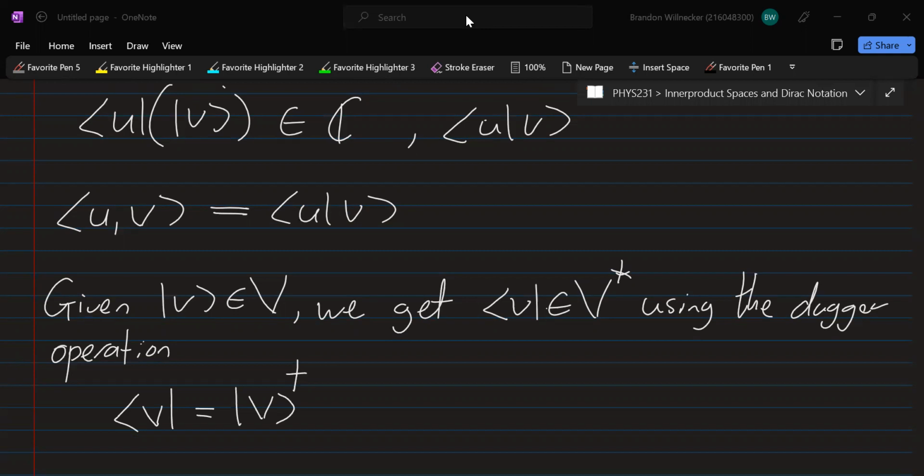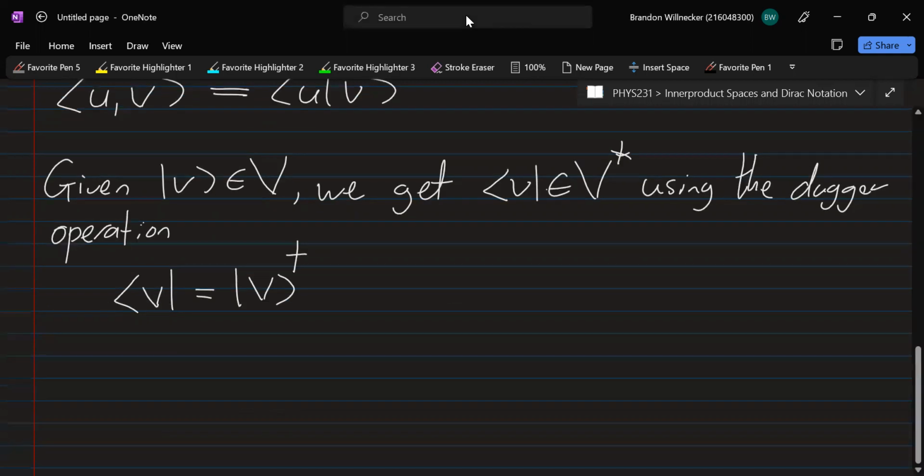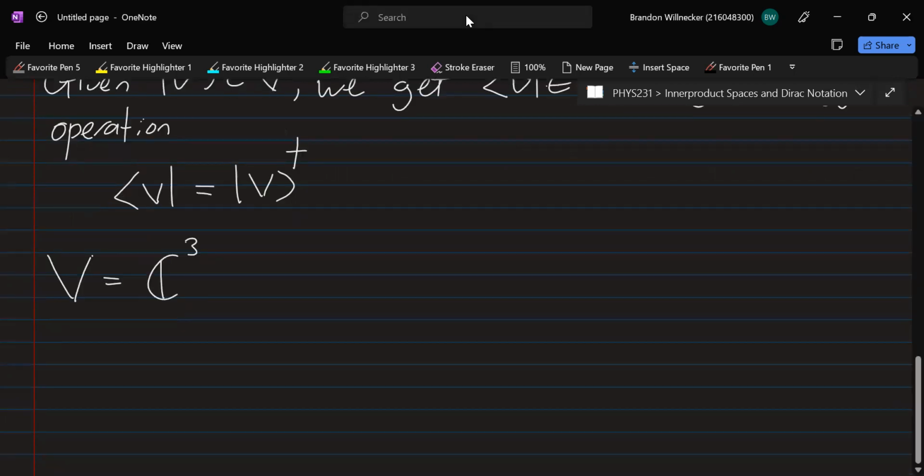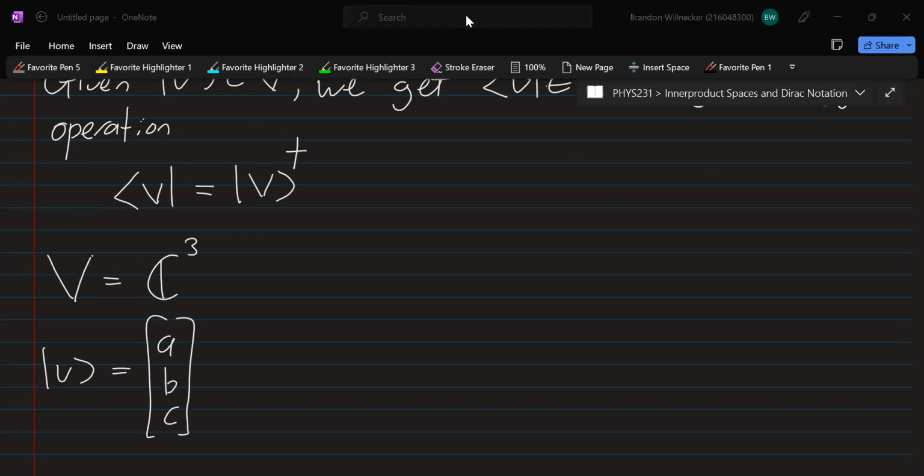Okay, so let's have a look at this dagger operation for a finite vector space. Let's say our vector space is C3, with all of the usual addition and scalar multiplication. If this is our vector space C3, we can represent the vectors as column vectors. So an element from here, let's say V, can be written as a column vector A, B, C, where A, B, and C are complex numbers.